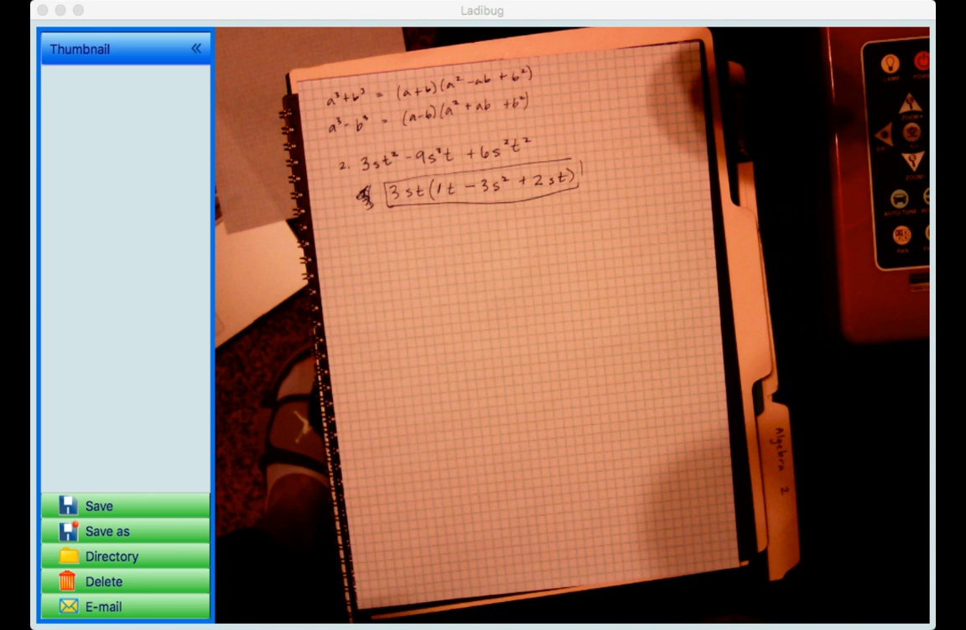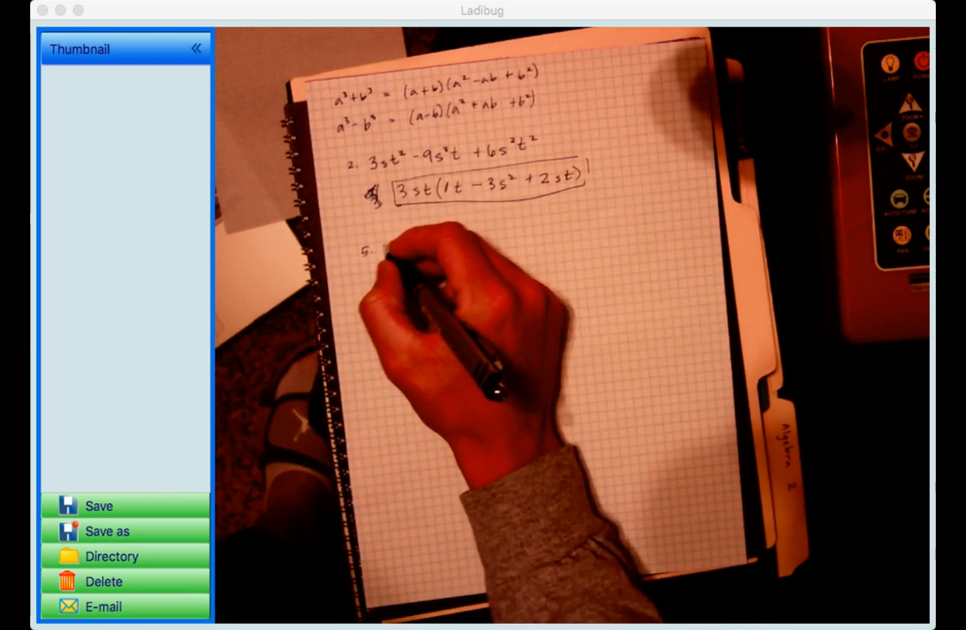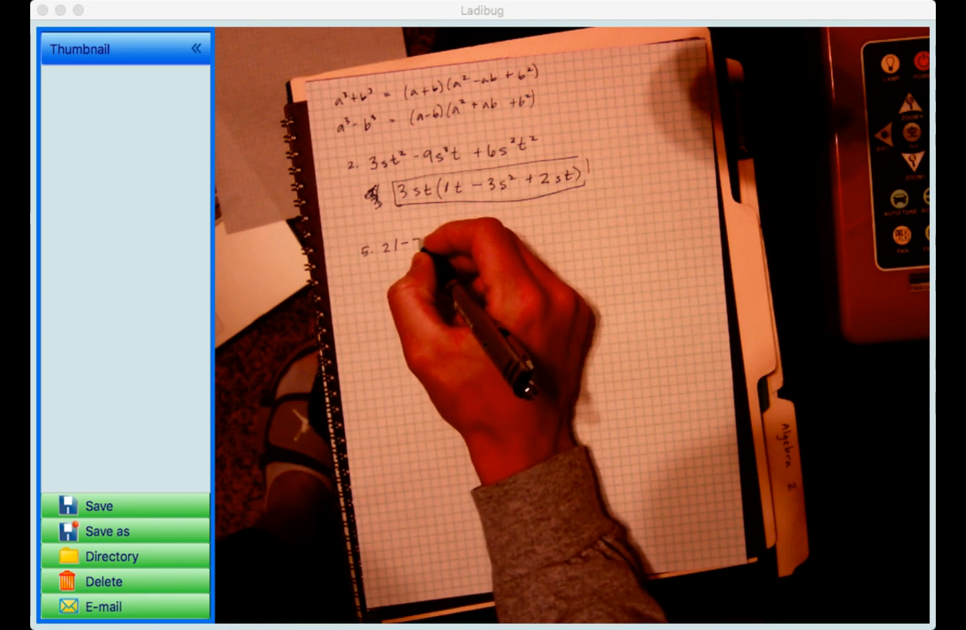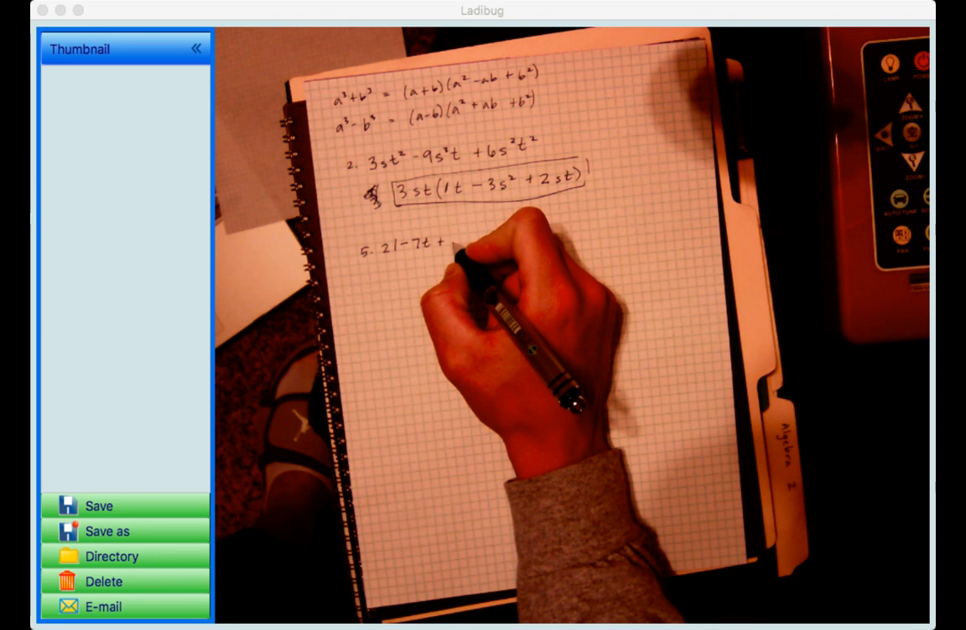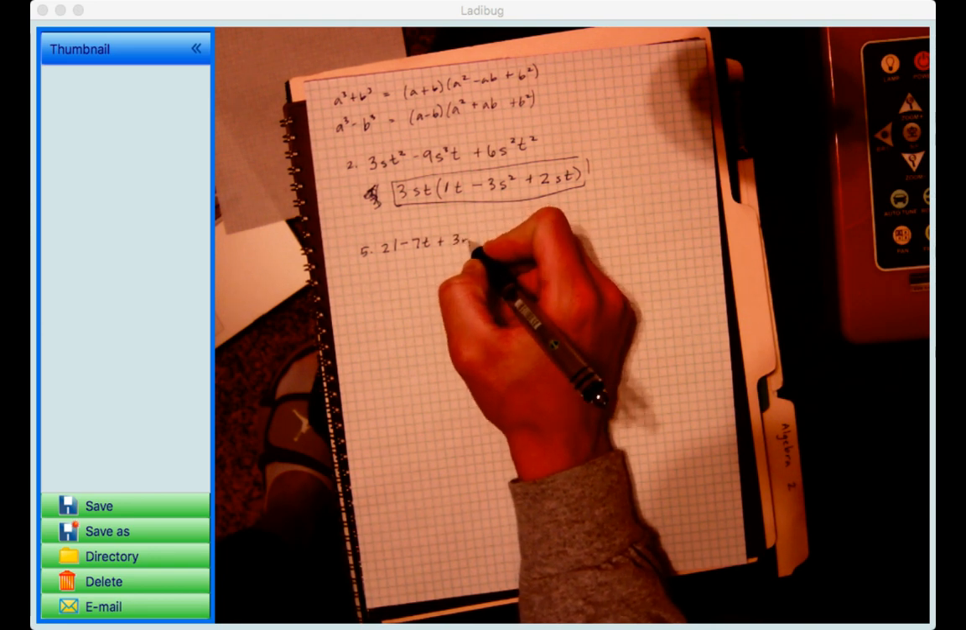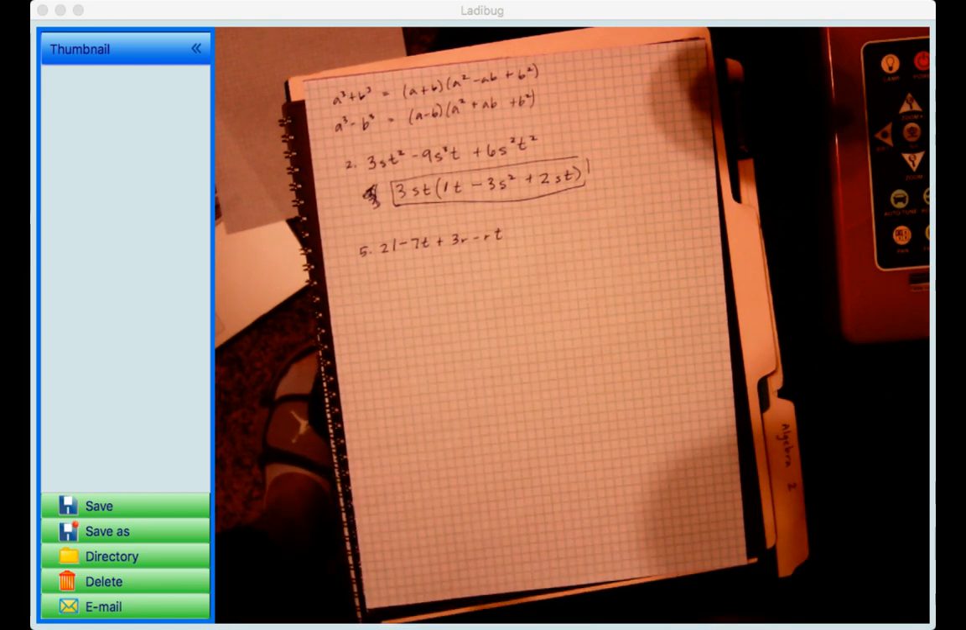Now these next ones, hopefully you guys remember, we've done a lot of this. It just has a step done for you already. So if you look at 5, 21 minus 7t plus, lost it, 3r minus rt. Sometimes you might have to rearrange things.